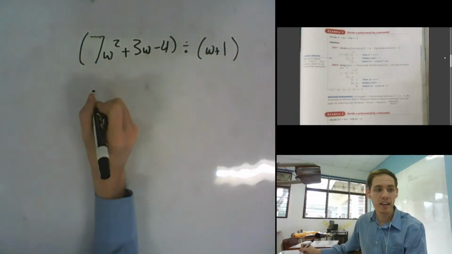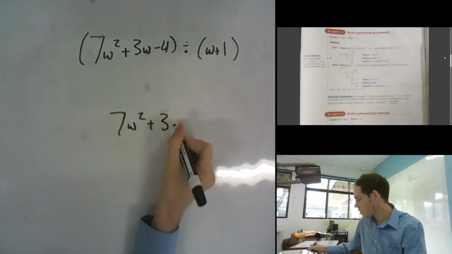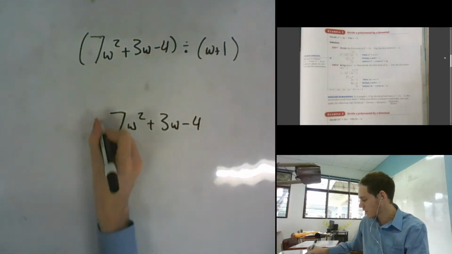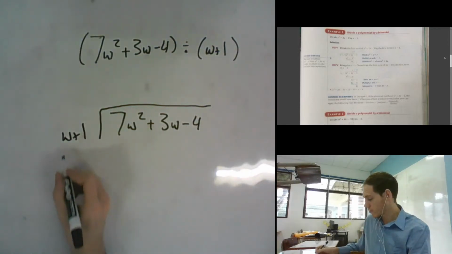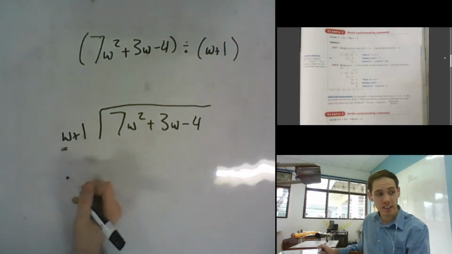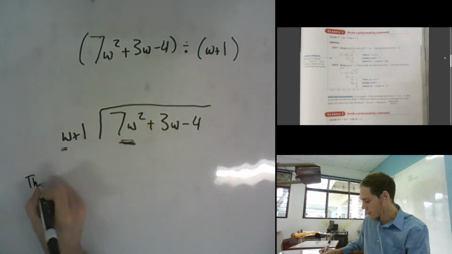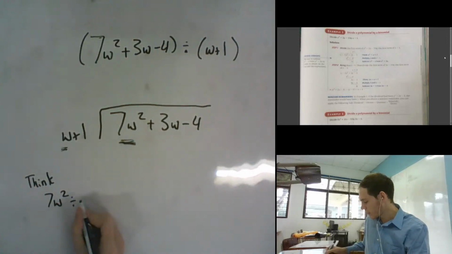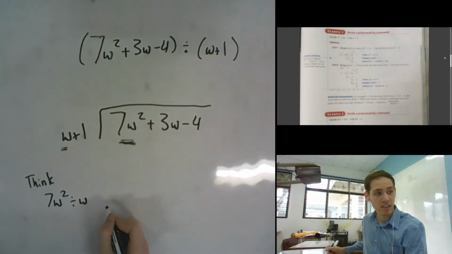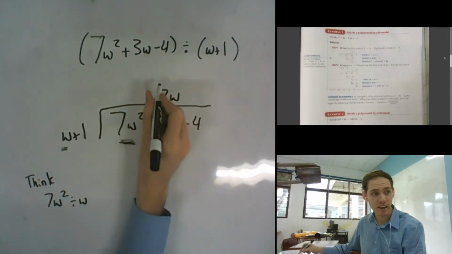So what we do, we write this as long division. Okay? I'm going to teach you the steps. So there are steps to this, people. W plus 1. Okay. Step 1. We look at our first thing, and we see how many times does it go into this. So we think. Our first step is think. What is 7w squared divided by w? Well, that is 7w, right? Okay, we write that to the top.